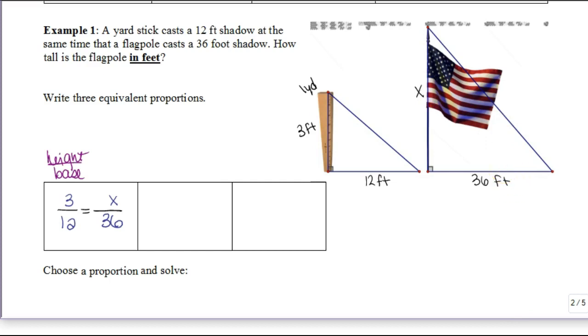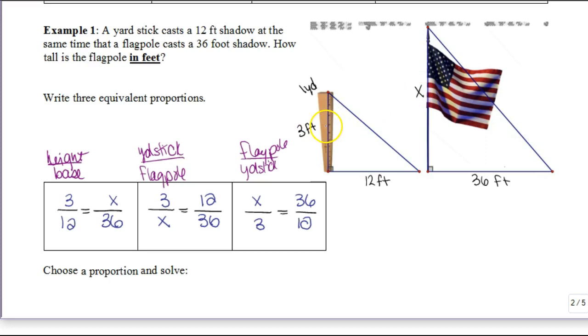Another comparison I could use would be from yardstick to flagpole. So the yardstick of 3 feet to flagpole, which is x, as compared to 12 to 36. My last comparison might be flagpole to yardstick. X over 3 equals 36 over 12.